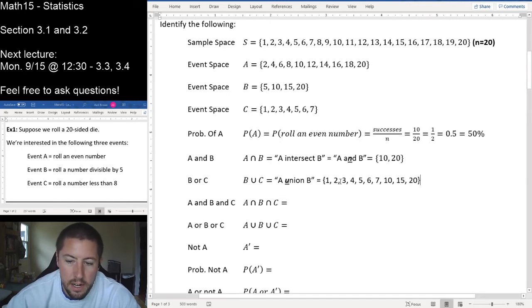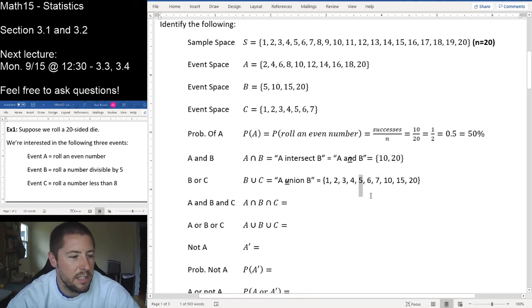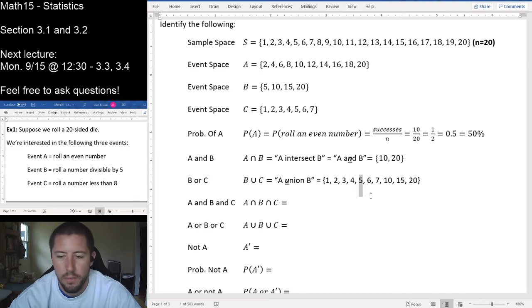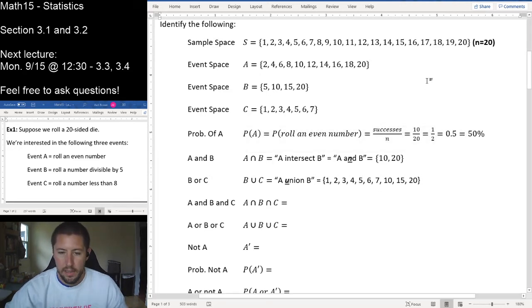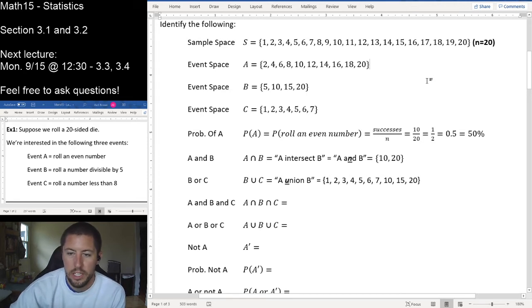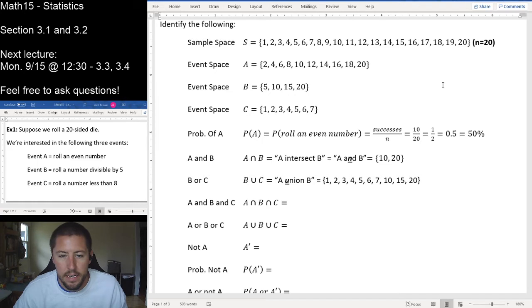You should notice here that 5 is in both sets, so it is included. I didn't list 5 twice because there's not two different 5s that I can roll, right? 5 is one of the objects that is in both. So what I want to highlight right now is that what we really just did is we came up with a list that is representative of a Venn diagram.